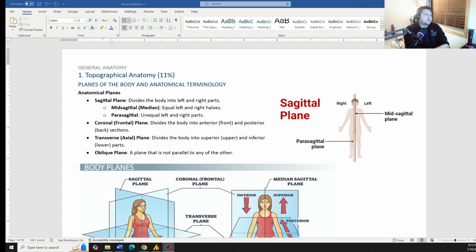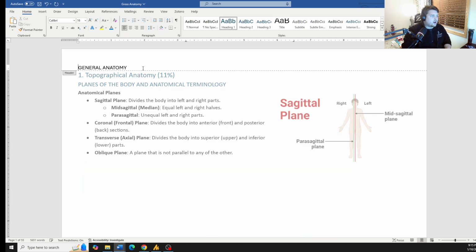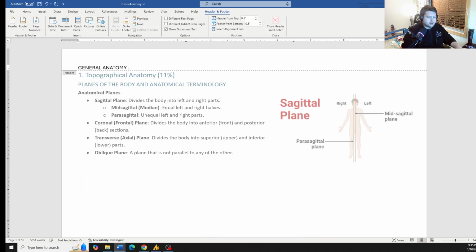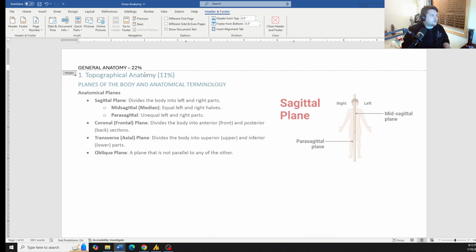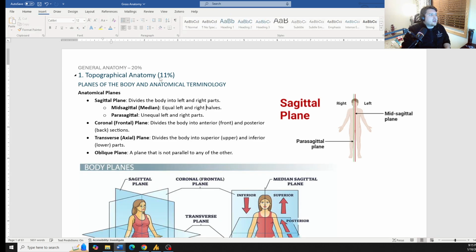Hello and welcome. This is going to be our gross anatomy portion of part one chiropractic boards. The way this is going to be divided up is we're going to see the general themes. For example, topographical anatomy represents 11% of the overall content within gross anatomy. General anatomy makes up about 20% of our overall exam.